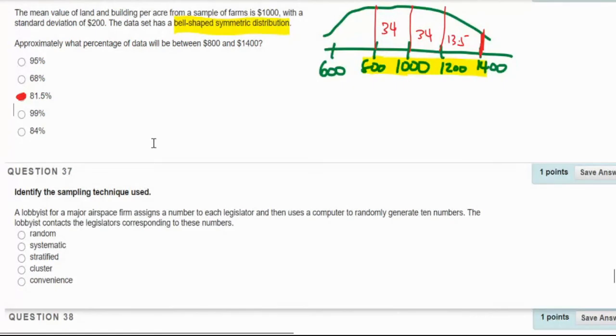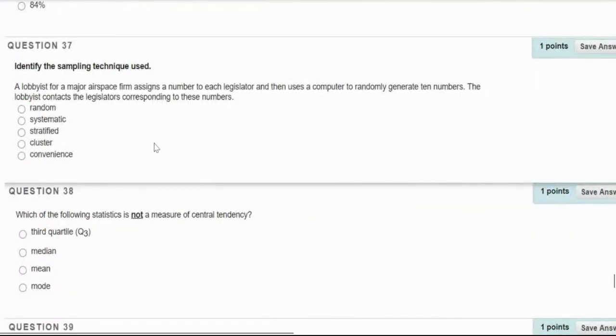All right, so now the next one, identify the sampling technique. Okay, we are ready. A lobbyist affirmed that each legislation, and then uses the computer. So use a computer to randomly generate 10 values. Okay, so anyone want to help us with this? There's random in it. They didn't break the population into groups. Random. So excellent. So it's just random.